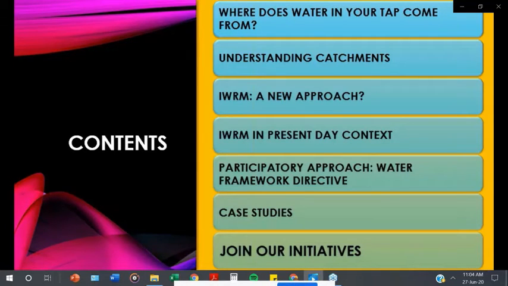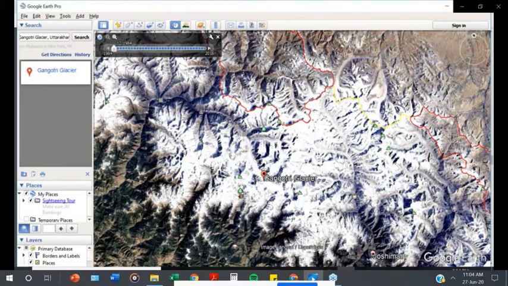Okay, so let's start with this. This is a Google Earth image of Gangotri Glacier, which is the source of the Ganga River in India, one of the largest rivers in the world. And this is an image from 1984, and I'll change the slide and show you an image from 2016. And I want you to notice the differences. Okay, I hope you can notice the differences.